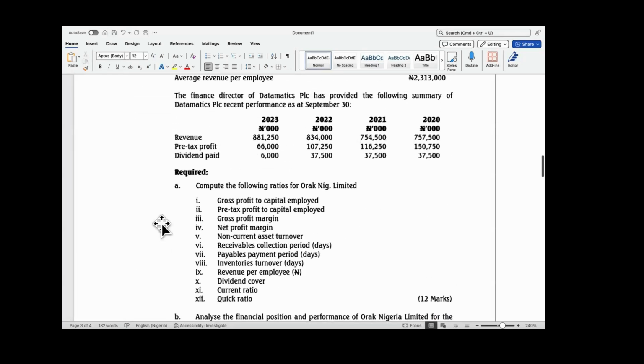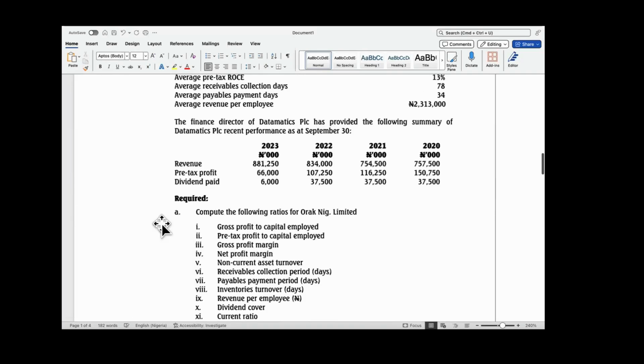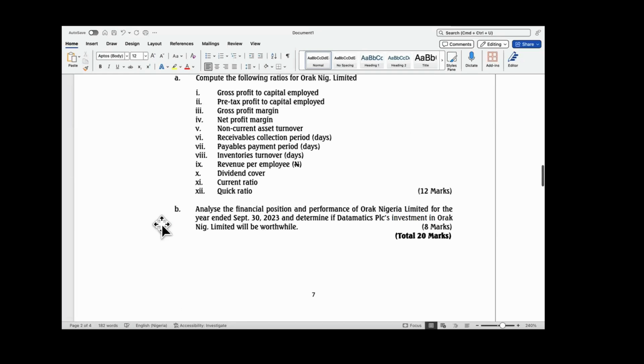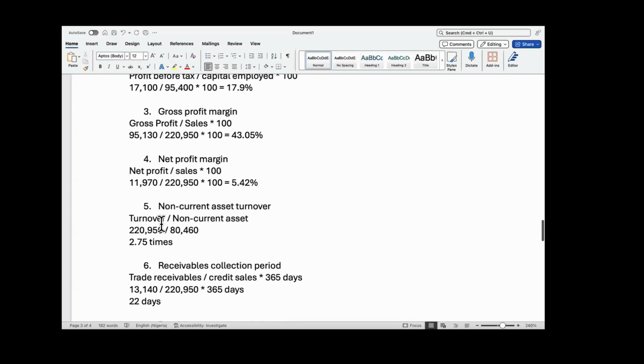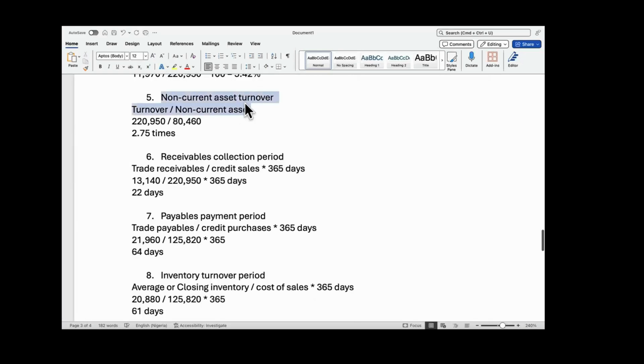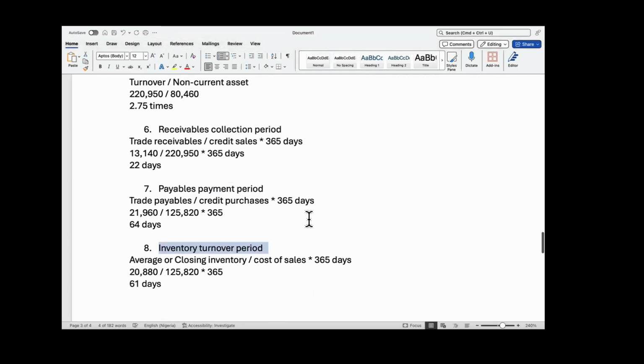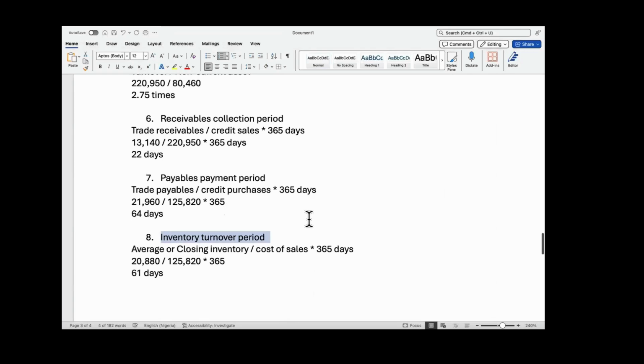So the next one here is... Sorry, sir. I want to believe that from number 5 to 8 are efficiency ratios. Yes. Non-current asset turnover, receivables collection period, payables payment period, inventory turnover period, they are all efficiency ratios.